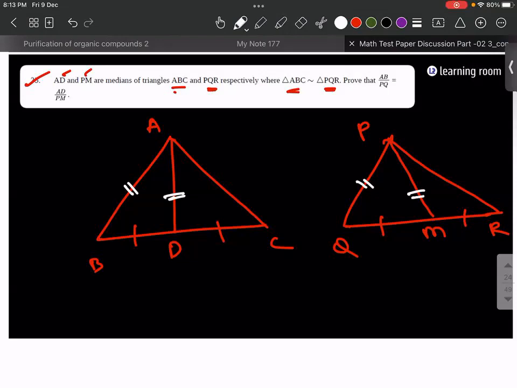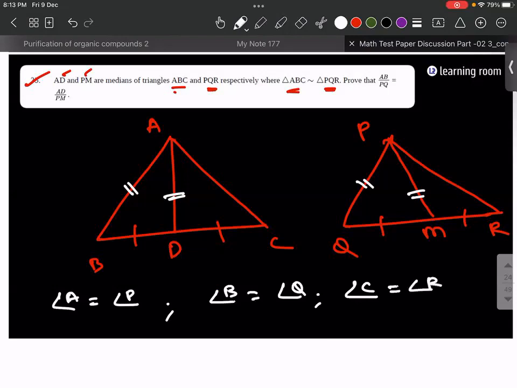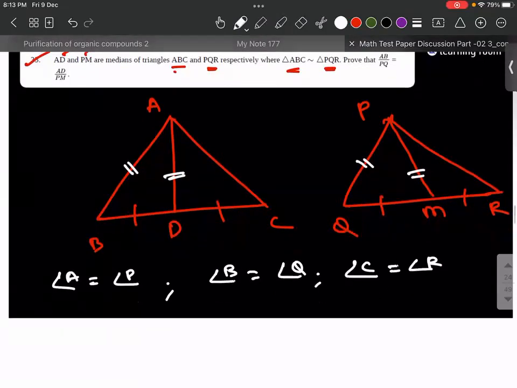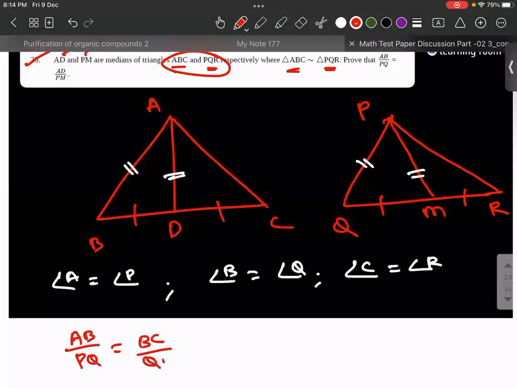So in triangle ABC and triangle PQR, they have given us that it's similar. So we can say that angle A is equal to angle P, angle B is equal to angle Q, angle C is equal to angle R. They are similar. Okay. So AB by PQ is equal to BC by QR. But what is BC? So we can substitute it.